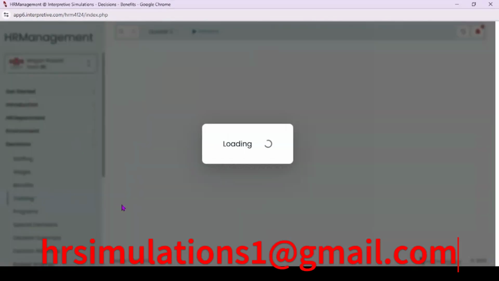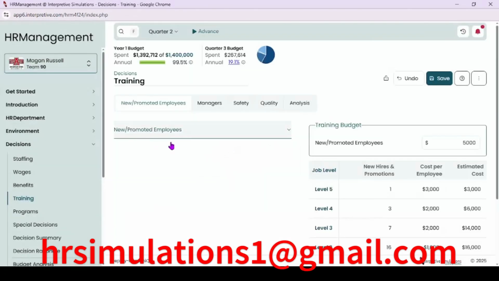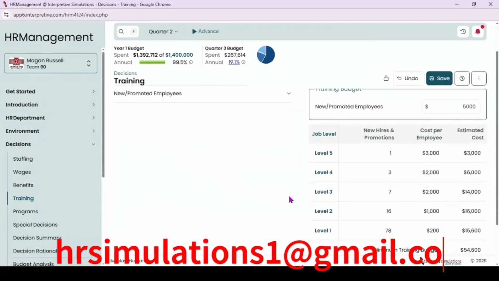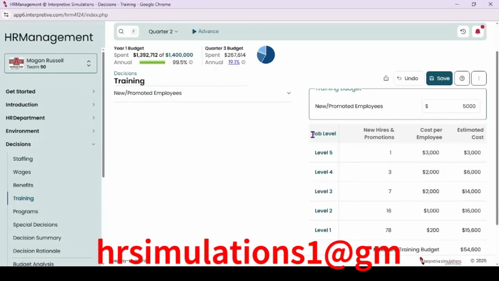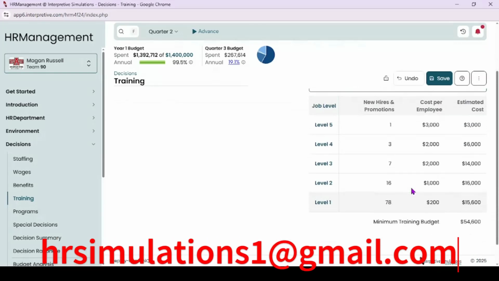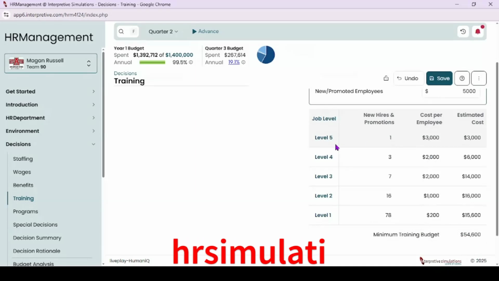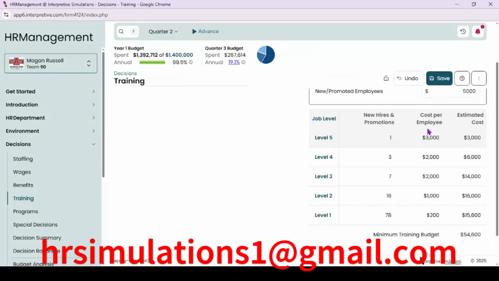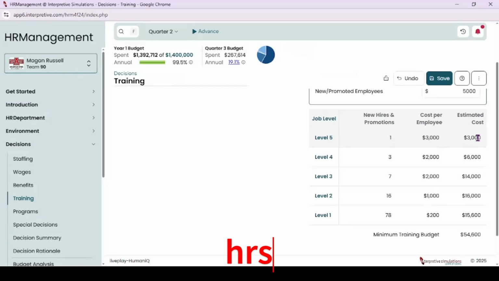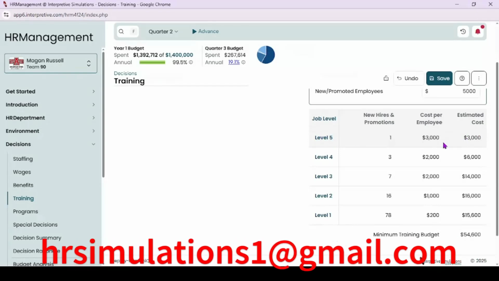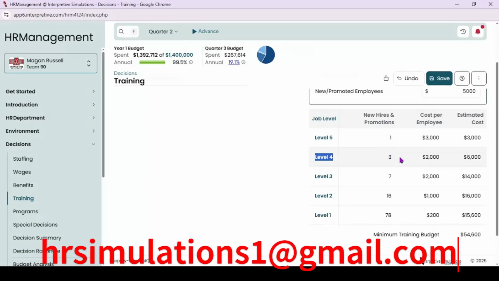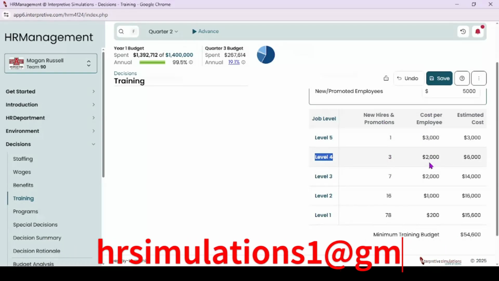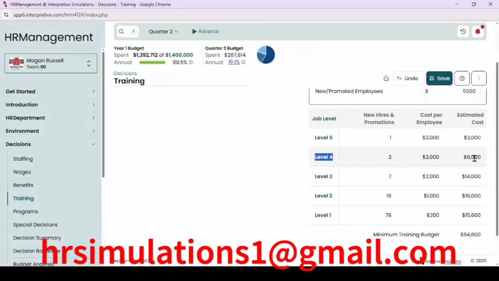Lastly, or maybe second last, is the training. And training also is a very, very important part of the simulation. Under training, you can see new employees should be trained. So this is actually like the minimum budget cost for the training. You can see new hires is 1, cost per employee 3,000. So that means the estimated cost for level 5 will be 3,000. Level 4, we have new hires or promotions of 3. So 3 multiplied by the cost per employee, 2,000, means that we're going to spend 6,000.